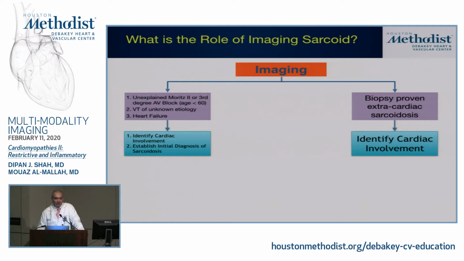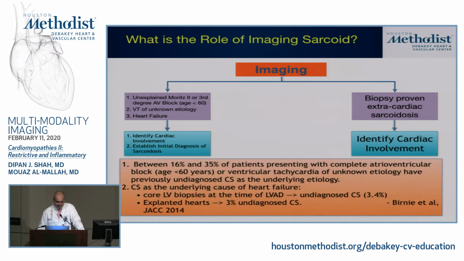But the other is frequently in patients who don't have even a suspicion or known cardiac sarcoid, or even extracardiac sarcoidosis, but who present with either unexplained heart block under the age of 60, with VT of unknown origin, or who present with new onset heart failure, where in this case, imaging by cardiac MRI can help you to identify the presence of cardiac abnormalities and to raise the suspicion for cardiac sarcoid as the underlying disease process.